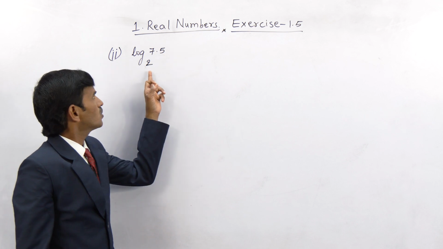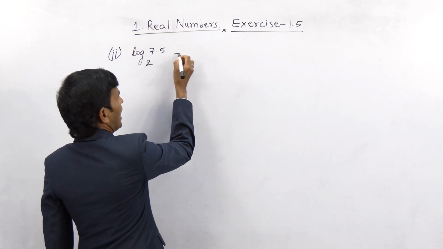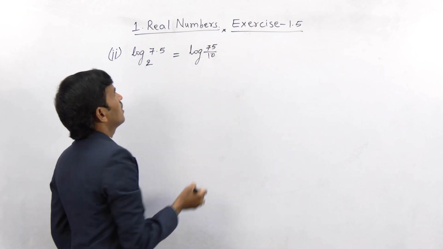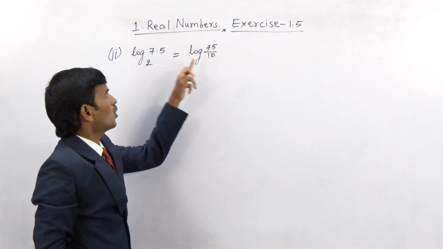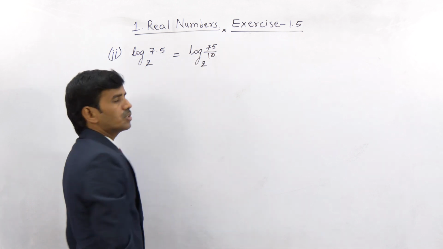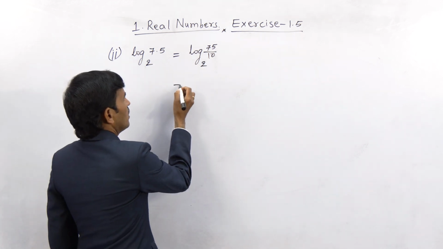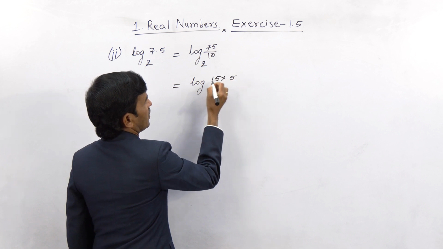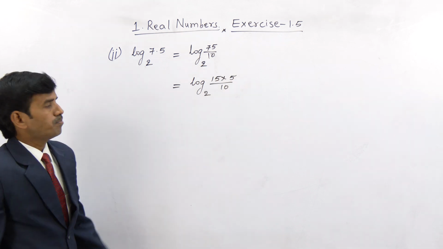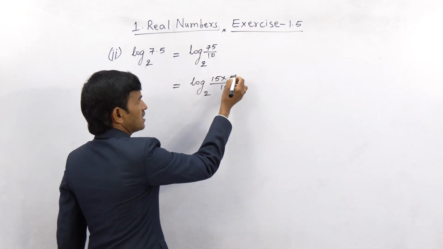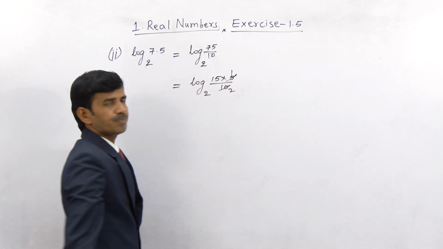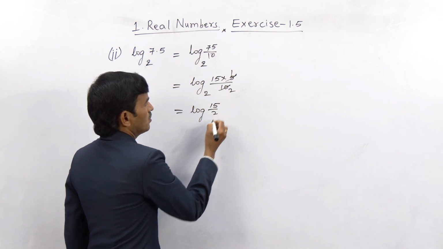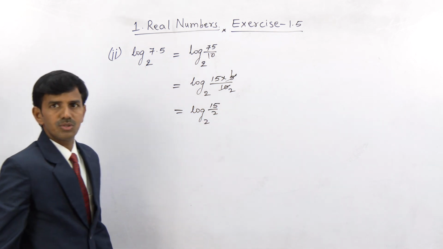Next, log 7.5 to the base 2. It can be written as log 75 by 10, by removing the decimal point, to the base 2. Here 75 can be written as 15 times 5, so 75 by 10 is 15 times 5 over 10 times... we can cancel the 5, so it becomes log 15 by 2 to the base 2.